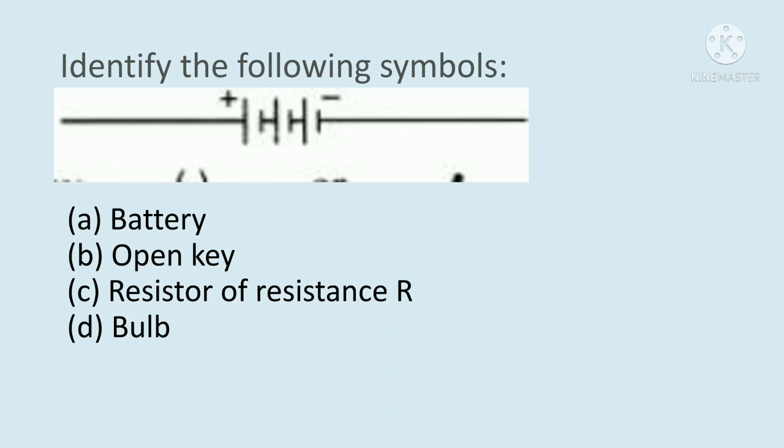Identify the following symbols. Here one symbol is given, which is connected in series. On one side a positive terminal is there, on the other side a negative terminal is there. Let us see the options. Option A battery, option B open key, option C resistor of resistance, or option D bulb. So two terminals are given, one is the positive terminal, another one is the negative terminal, and it should be a battery, no doubt at all.